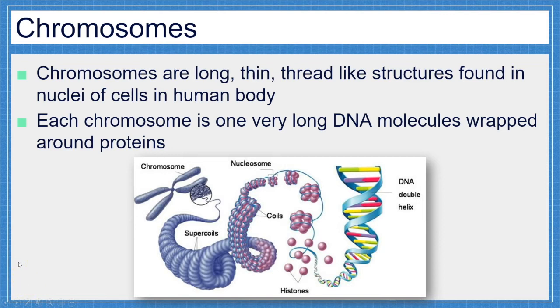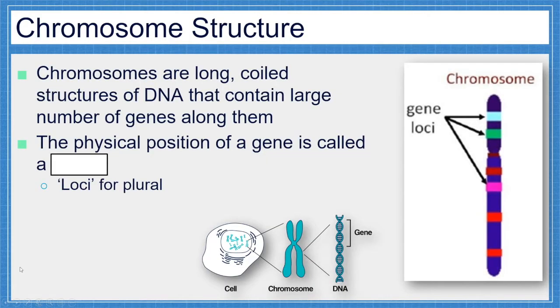But not all the time. Sometimes they're unwound, so we can actually read the information in them. So as I mentioned, chromosomes are these really long coiled structures of DNA. They have lots of genes along them.